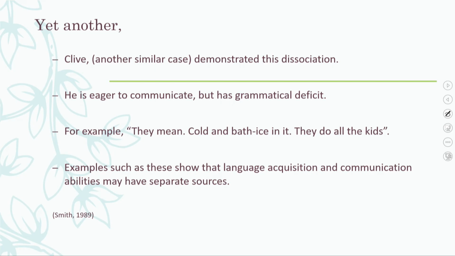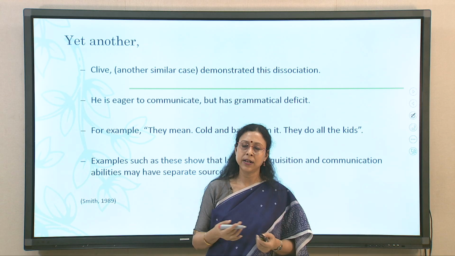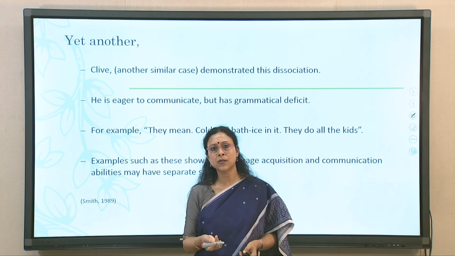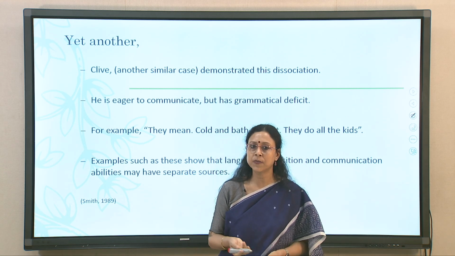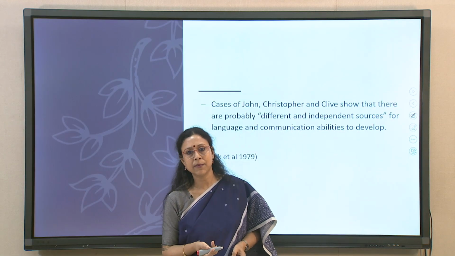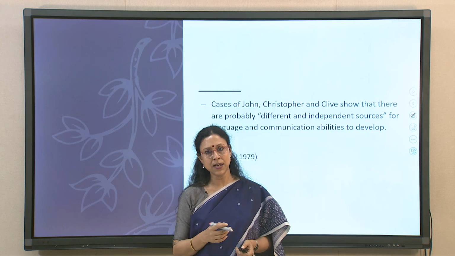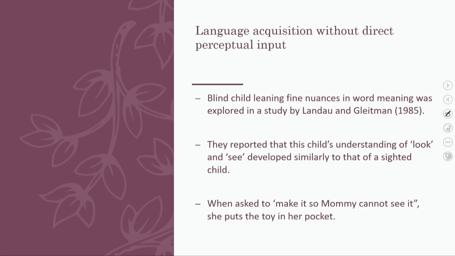This kind of example shows that language acquisition and communication abilities may have separate sources, because communication is part of your negotiation with your surroundings. This is another domain that shows that the environment and the language abilities may not be entirely dependent on each other. So, the cases of John, Christopher and Clive show that there are probably different and independent sources for language and communicative abilities to develop.